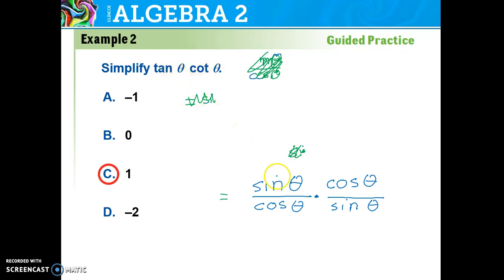So basically, I rewrite tangent of theta as sine of theta over cosine of theta times cotangent, which is cosine of theta over sine of theta. Sine of theta over sine of theta divides out to 1. Cosine of theta over cosine of theta divides out to 1. 1 times 1 over 1 times 1 is just 1. So in this case, obviously that's the simplest I can get because I reduced it down to a single number.